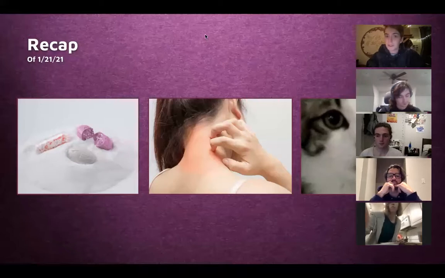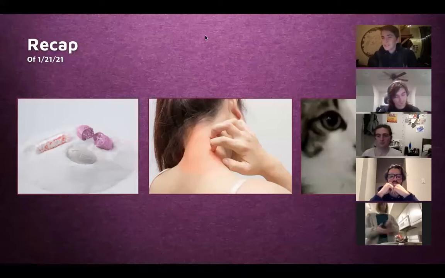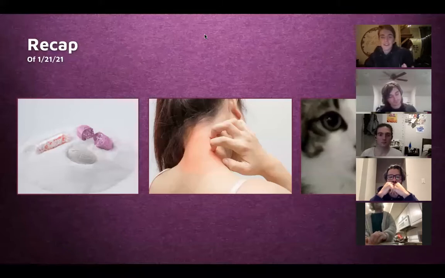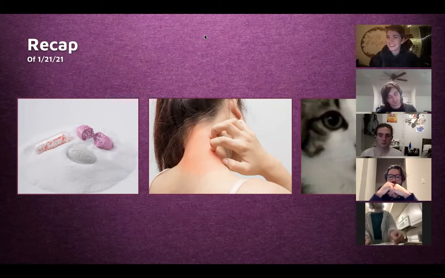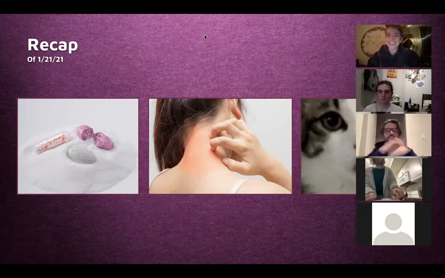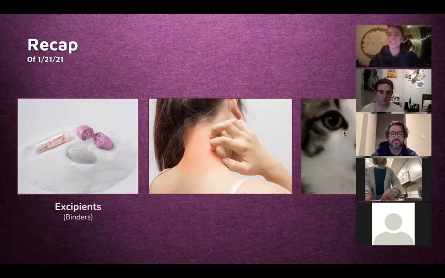B12 can be used as a cut as well. Honestly, most things can be cut into other stuff. I've seen Valium and baby laxatives, all kinds of stuff in there. Okay, so we got excipients. I'm going too slow again.